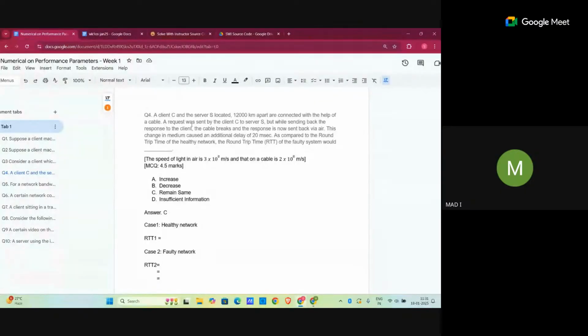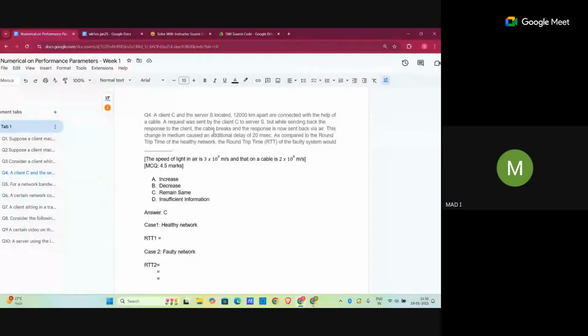A request was sent by the client C to server S, but while sending back the response to the client, the cable breaks and the response is now sent back via air. This change in medium caused an additional delay of 20 milliseconds. As compared to the round trip time of a healthy network, the round trip time of the faulty system would be. So we have to compare these two round trip times and we have to check whether it is increasing, decreasing, or remaining same.